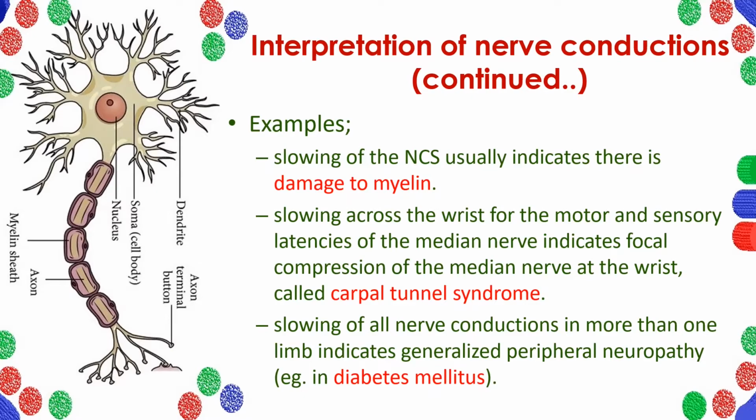So finally, to conclude, if we give some examples of the most common findings in patients, if there is a slowing of the nerve conduction velocity, it is usually because of damage to the myelin. If there is a slowing of nerve conduction velocity around the wrist, particularly if the motor and sensory latencies are slowed down, then the case is of carpal tunnel syndrome. As I said, it is most commonly found in females. But if there is a slowing of the nerve conduction velocity in more than one limb, and it is a kind of generalized peripheral neuropathy, then it is a case of diabetic neuropathy. So this is the common presentation of patients in nerve conduction studies.